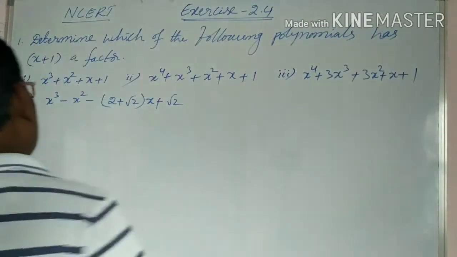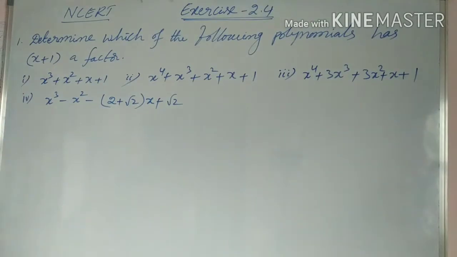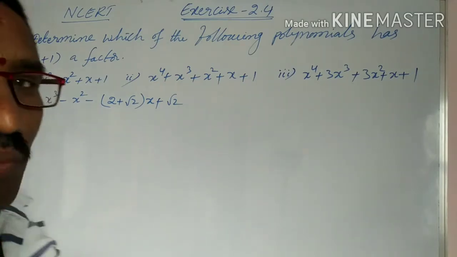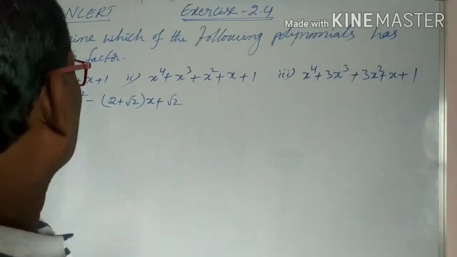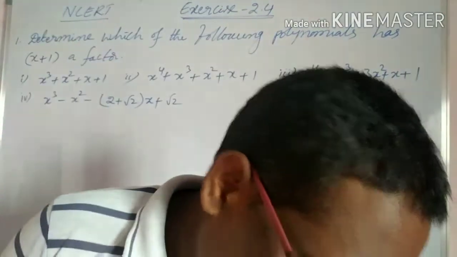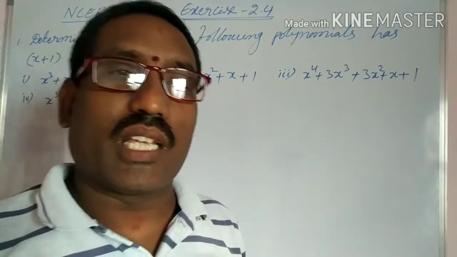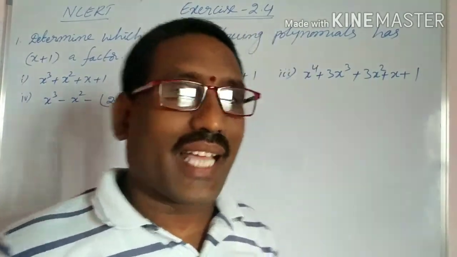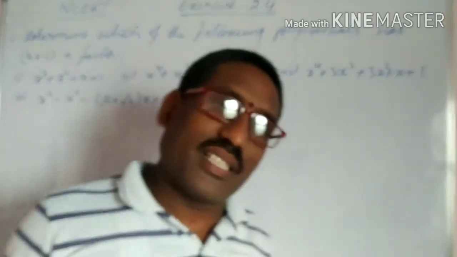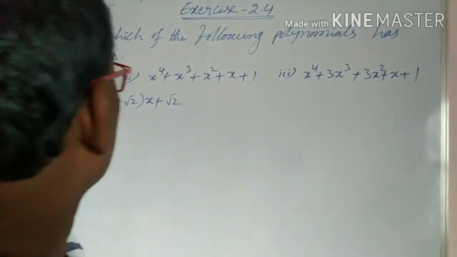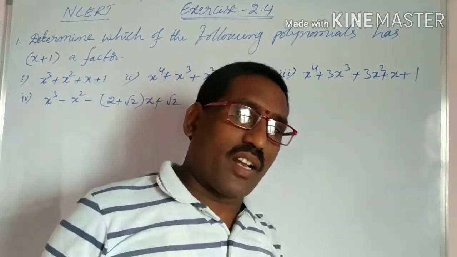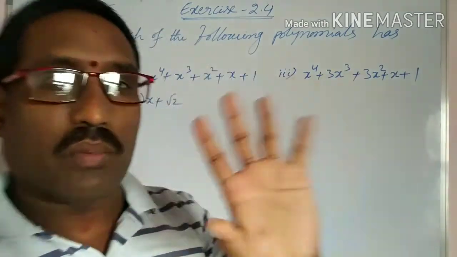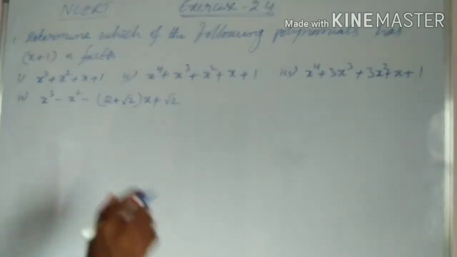So, here a linear polynomial x plus 1 is given. By using the factor theorem, first find the zero of x plus 1. After that, substitute that x value in the polynomial. If we get 0, then it is a factor, otherwise it is not a factor. In this Roman, 4 problems are there. Out of these 4 problems, I will explain 2, and the remaining 2 you try.